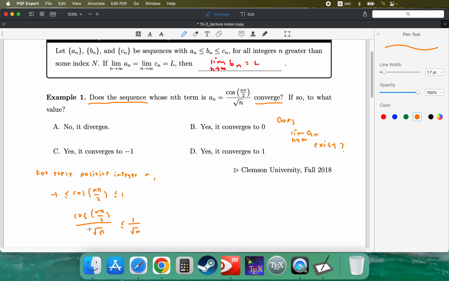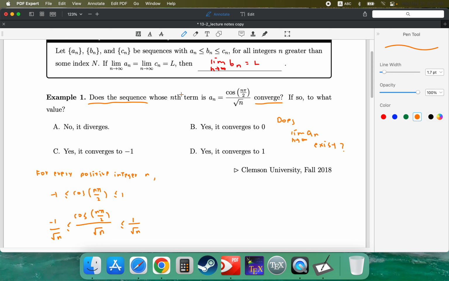And right here, since the square root of n is a positive number, we don't have to worry about changing the direction of the inequality. So we are good right here. Okay, so I want to make this sequence. That's why I divide everything by the square root of n, on purpose. So this is your middle sequence.